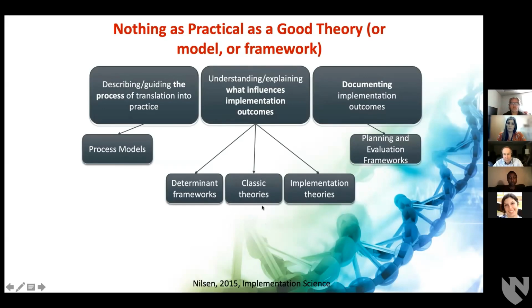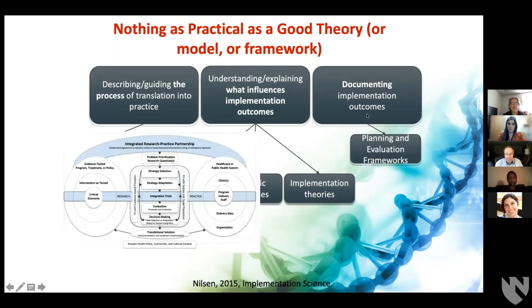So a classic theory in dissemination implementation work is social ecological theory, right? That's a pretty classic one. It's not just an implementation and dissemination theory. But then there are some that are focused explicitly in this area. And then the last type of models and frameworks that he talks about are outcome models. And I label those as planning and evaluation frameworks.